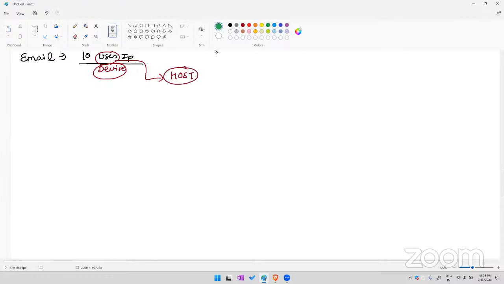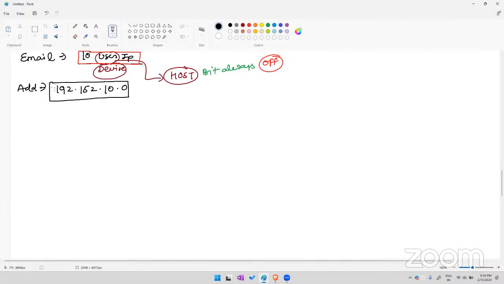If you are doing the host concept, always remember the bits are always off. How to turn bits off, we discussed. So right now 10 users' IPs are required, and the network admin provides the address 192.152.10.0. Use this address. Now how do we crack this email and provide the addresses? The first task is decimal to binary, which we follow directly.